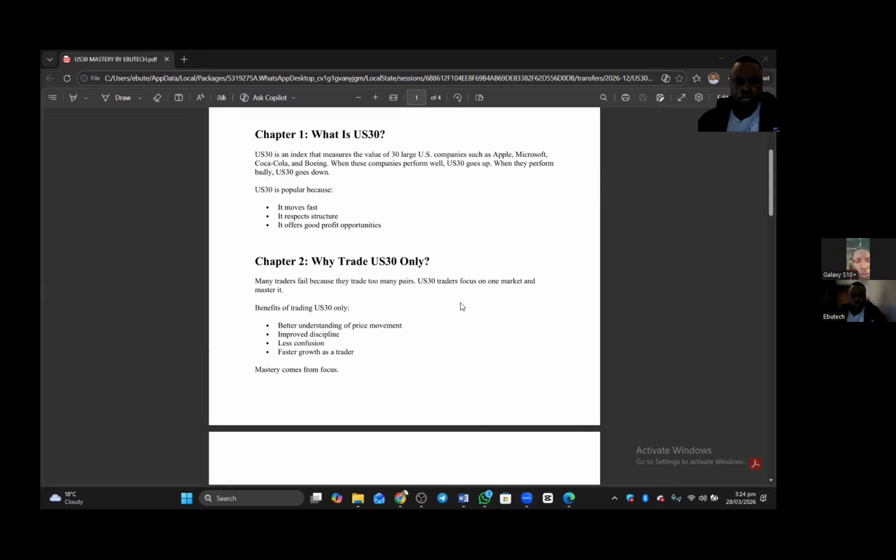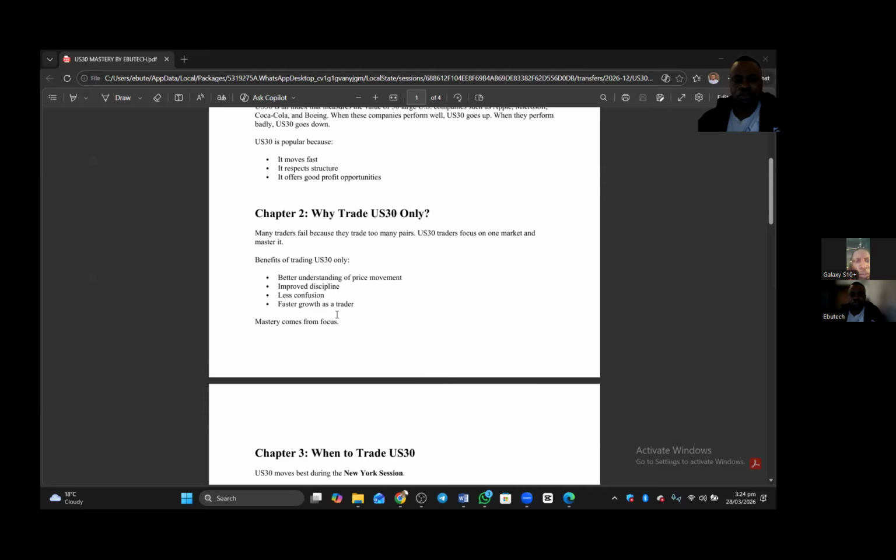So now, what are the benefits of trading US30 only? The benefits of trading US30: better understanding of price movement. It helps you understand the price movement. You know where the price is going, and you know how the movement of the market is directing, where it's directing, and where it's going.